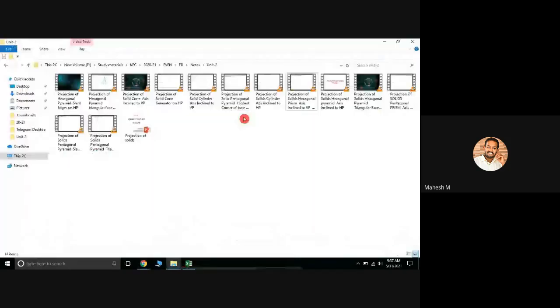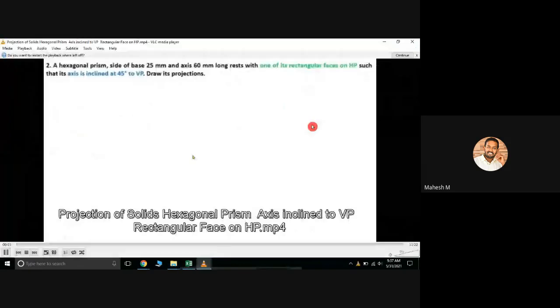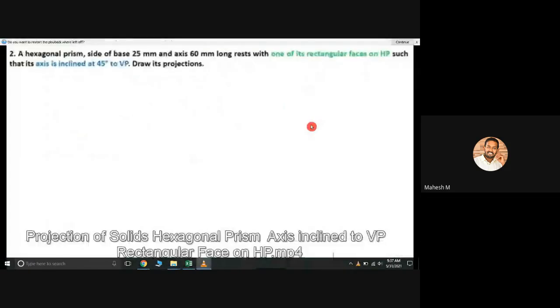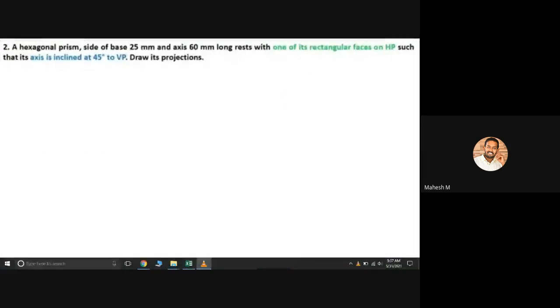So this is a problem related to the hexagonal prism. Whether you are able to see the problem, or else I have to dictate the problem. Do you understand the problem's question? A hexagonal prism, side of base 25 mm and axis 60 mm long, rests with one of its rectangular faces on HP, such that its axis is inclined at 45 degree to VP.